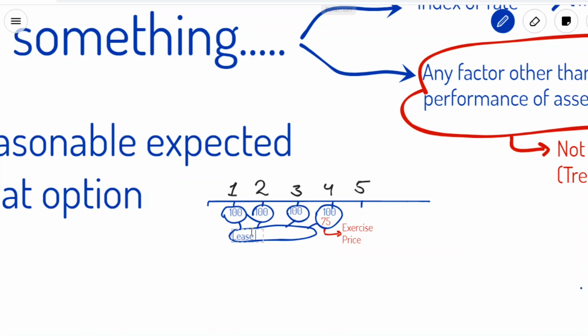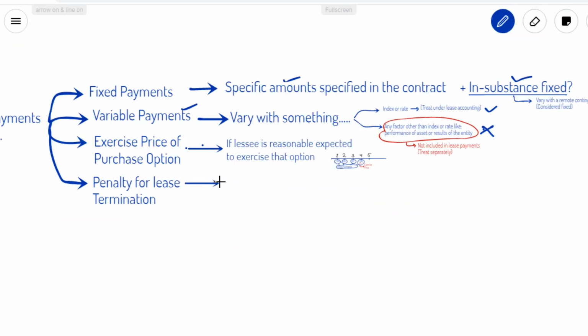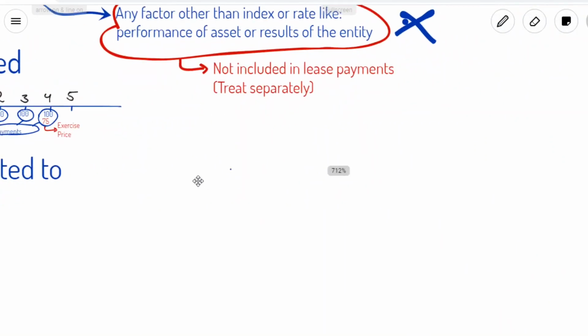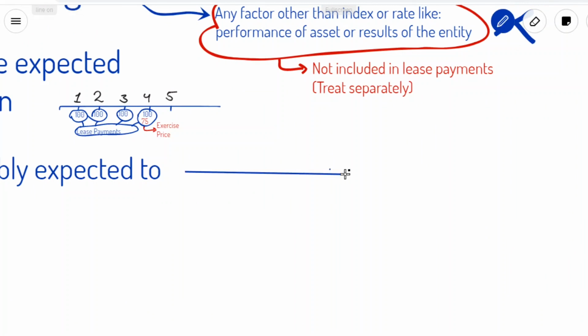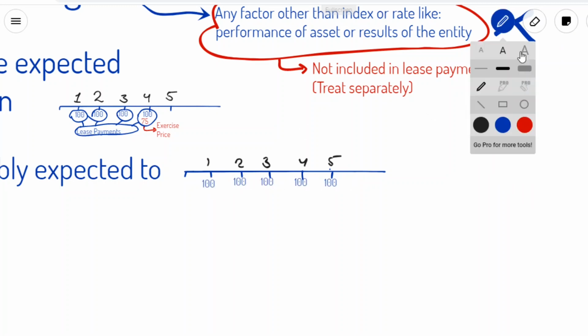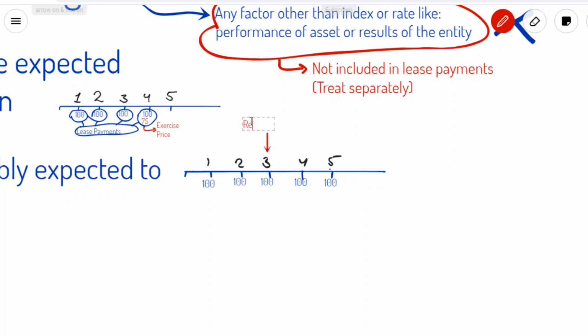And lastly, payments of penalties for terminating the lease, if the lease term reflects the lessee exercising an option to terminate the lease. So when we were learning the definition of the lease term, we understood that if the lessee is reasonably expected to terminate a lease before the lease term, then that shorter period would be the lease term. So for example, if the lease term was originally 5 years, but the lessee is expected to terminate that lease at the end of the 3rd year, in that case the lease term would be considered 3 years.